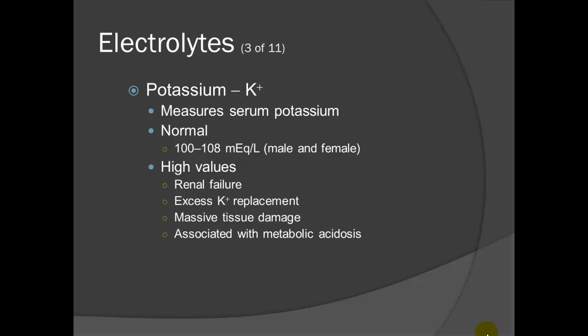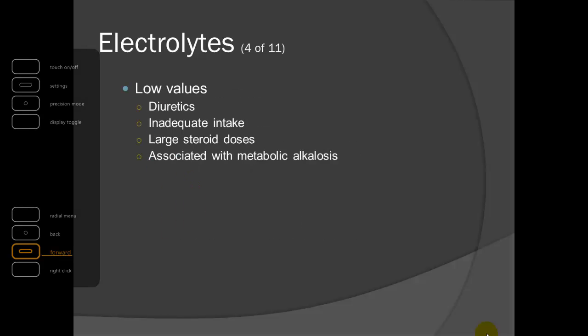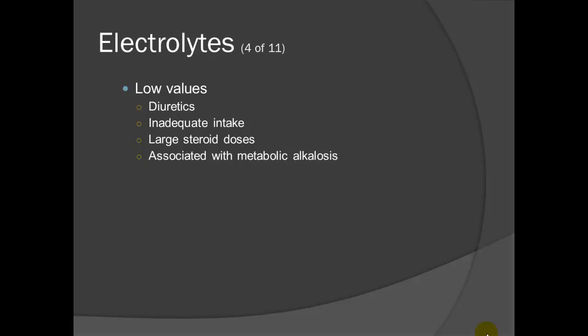Potassium, measured as serum potassium. I will assure you that high potassium levels will stop your heart. Normal is 3.5 to 5.0 milliequivalents per liter in male and female. High values: renal failure, excessive potassium replacement. We've got our 20 milliequivalents of potassium going a little too fast. Massive tissue damage. Potassium is pretty much intracellular, so whenever we have massive tissue damage, we have a release from the intracellular compartments. It's also associated with metabolic acidosis. Low values: diuretics. Diuretics, pretty much like loop diuretics, are potassium depleting. Inadequate intake of potassium. Large steroid doses, associated with metabolic alkalosis.